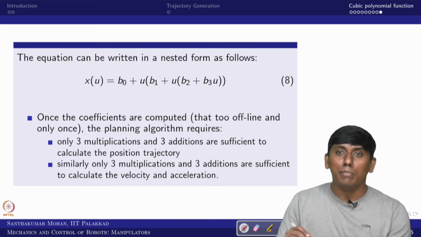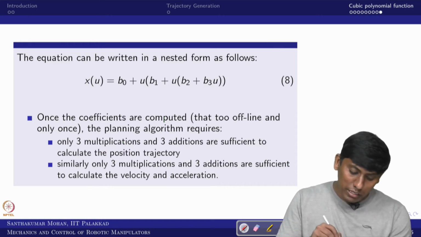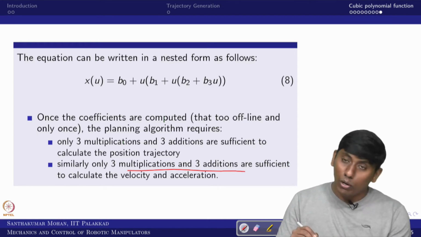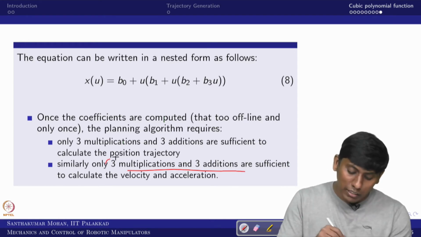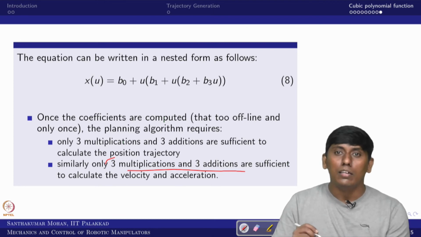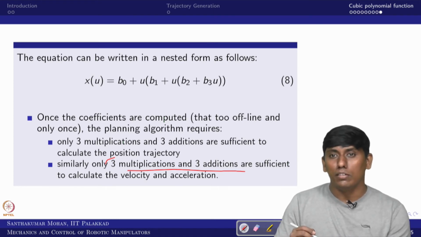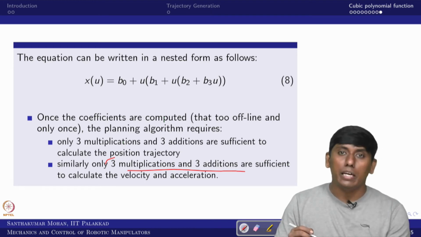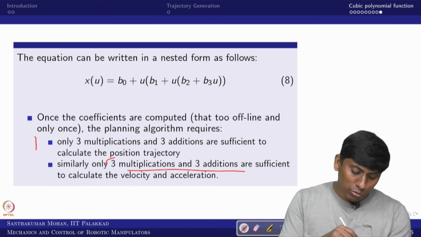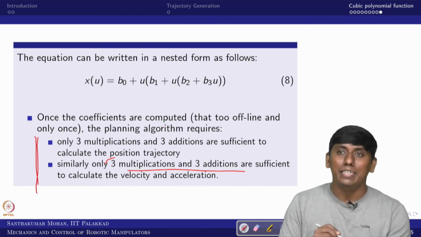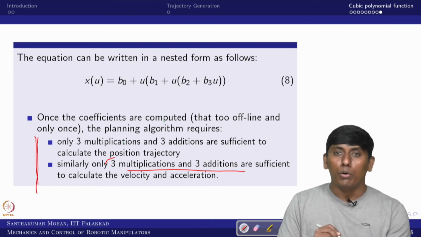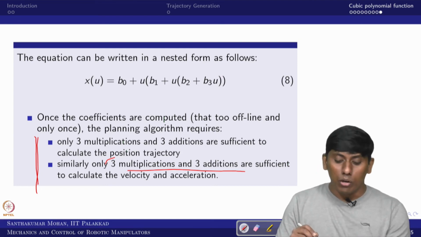This nested form also keeps the velocity and acceleration very simple, because they also contain only 3 multiplications and additions. In that case, we can easily solve all of these, and it can be easily implemented. Now you have seen how the cubic trajectory comes about.